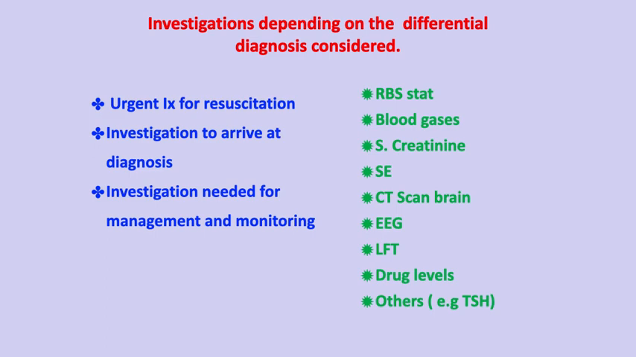Certain investigations will be useful to arrive at a diagnosis, like electrolytes, creatinine, and liver function. And if there is no obvious diagnosis, you must always do a CT scan of the brain. And EEG is useful if there is a suspicion of a seizure or postictal status. And in youngsters especially, the drug level should be assessed. Urine toxicology screening is done now in most of the hospitals on admission.